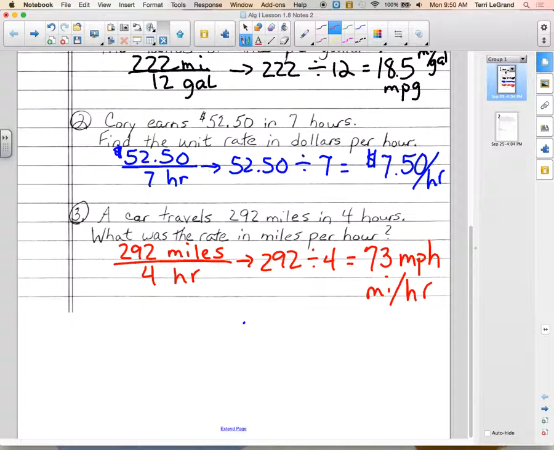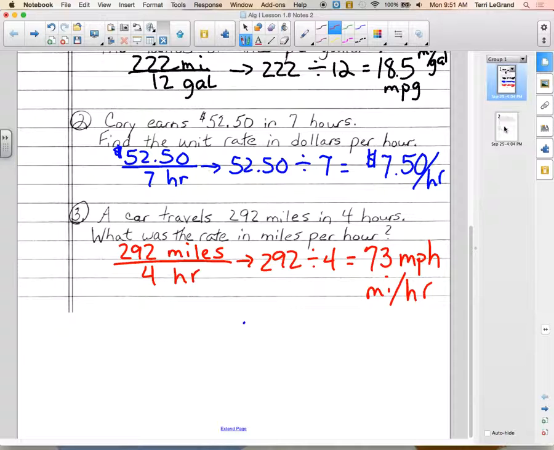How should I set this up? Does it make sense to talk about hours per mile? No, we don't talk like that. We talk about miles per hour, so we have to make sure we set it up accordingly. So anybody have any questions on rates or unit rates?